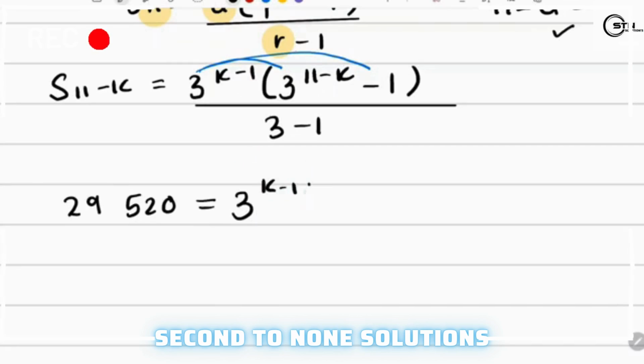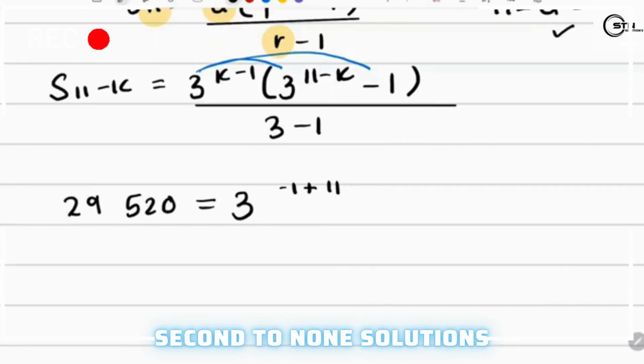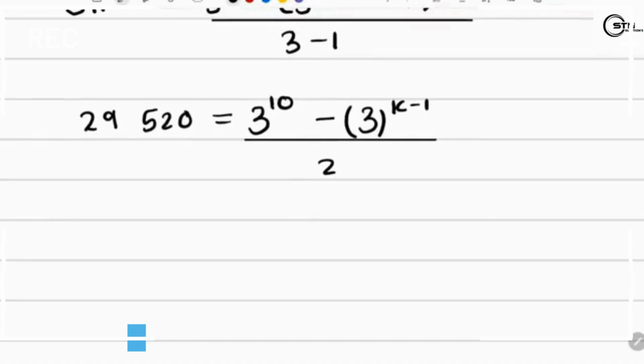If you say k minus 1 plus 11 minus k, you don't need brackets because we're adding. So what's going to happen is you're going to have your k and your k cancel, because they will simplify to 0. And then 11 minus 1 is 10. So we have 3 to the power of 10 there. And then this multiplied by negative 1 will just stay negative 3 to the power of k minus 1. Okay, so that there's no confusion there. Remember, the negative is outside. And it's actually this base of 3 being raised to the power of k minus 1. And we have that over 3 minus 1 is 2. Okay, so this is what we have so far.